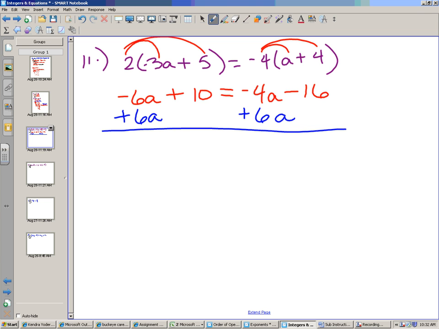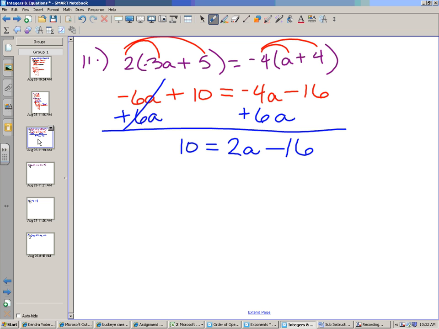Working from left to right, again, my 6a's cancel out. I'm left with 10 is equal to negative 4 apples and 6 apples gives me 2 apples, so 2a. And I'm just going to bring down my minus 16. Some of you may have dealt with your numbers first. Either way, as long as you get the answer that I'm going to get, you're okay.